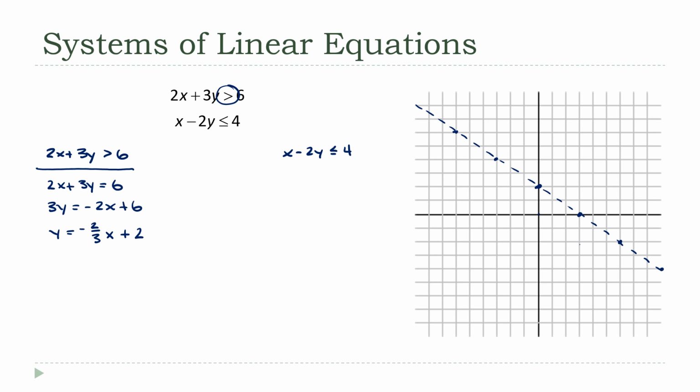Now remember, the next step, I'm going to choose a test point. I'll use the origin here. So kind of just focus on where that is. So if I put that in here, I get 2 times 0 plus 3 times 0 is greater than 6. Left side is 0. That's why I like picking the origin for my test point. 0 is not greater than 6. That is not a true statement. So the origin is not a solution, and neither are any of the other points on that side. My solution is all of the points on the other side.